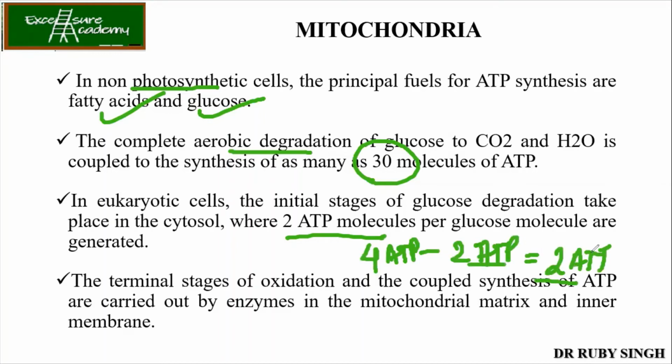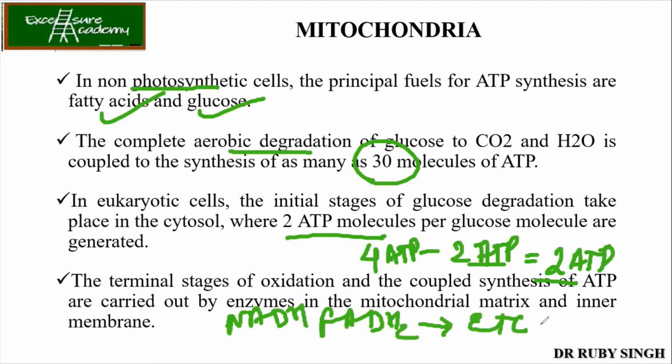It's okay if you remember. If you don't, that's also fine. We'll study everything in detail. At the end, what happens? You have the reducing equivalents in the form of NADH and FADH2, which enter your electron transport chain, and finally we get the maximum amount of ATP generated. That is called oxidative phosphorylation.